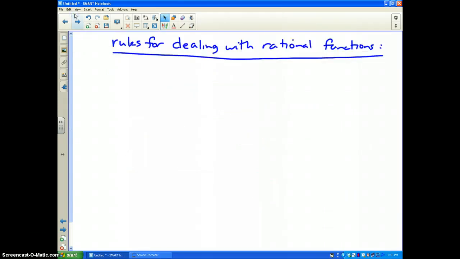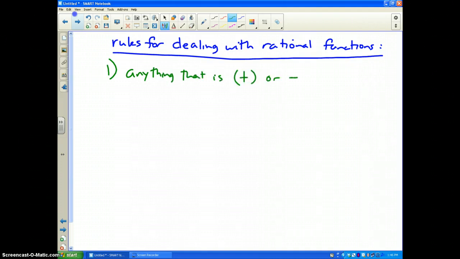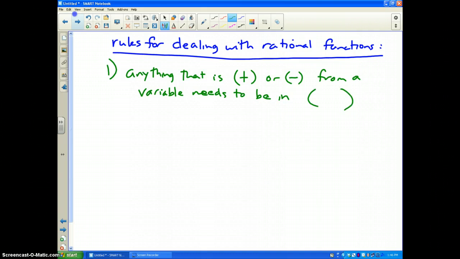Now, let's talk about some rules that I want you to follow when you deal with rational functions. This will make your life easier and keep you from making mistakes. First of all, rule number one, anything that is added or subtracted from a variable needs to be in parentheses. Please follow that rule.